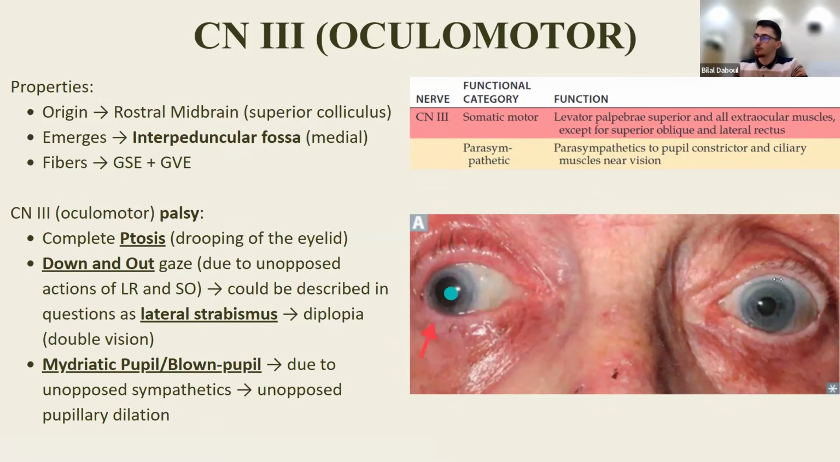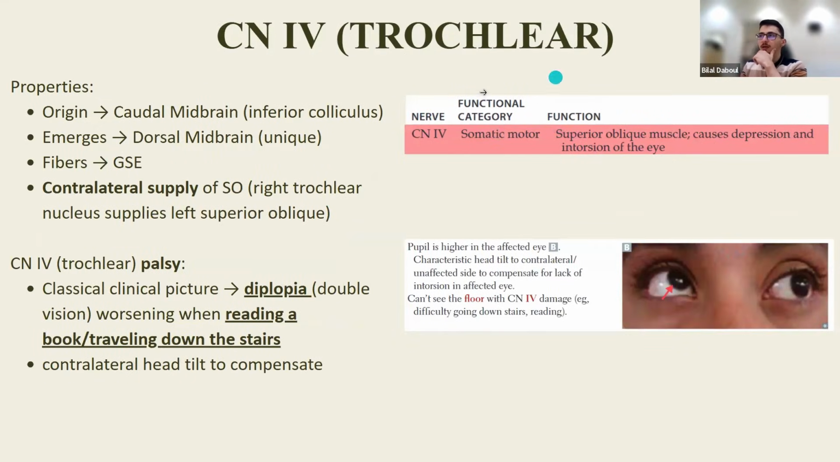Again, you typically compare the pupil to the other side, so you see a clear difference in terms of diameter. Now for the trochlear nerve. Again, the trochlear nerve is somatomotor to the superior oblique muscle, which causes depression when the eye is adducted. It originates from the caudal midbrain, so think inferior colliculus level. It emerges from the dorsal midbrain, so from the posterior aspect of the brainstem.